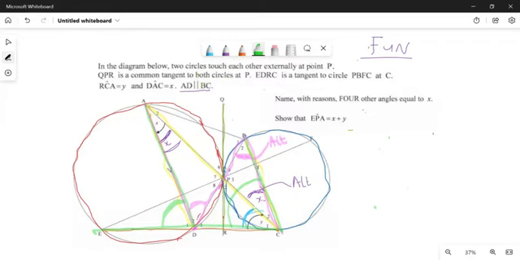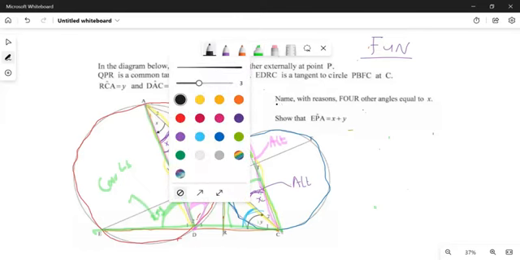Now I can safely say this one is X, and then this one here is Y. So it means this angle here is going to be X plus Y. And the reason why I'm saying this is because I have corresponding angles, because of the parallel lines. Do you still follow? Yes. Okay, let's move on to do the first question.